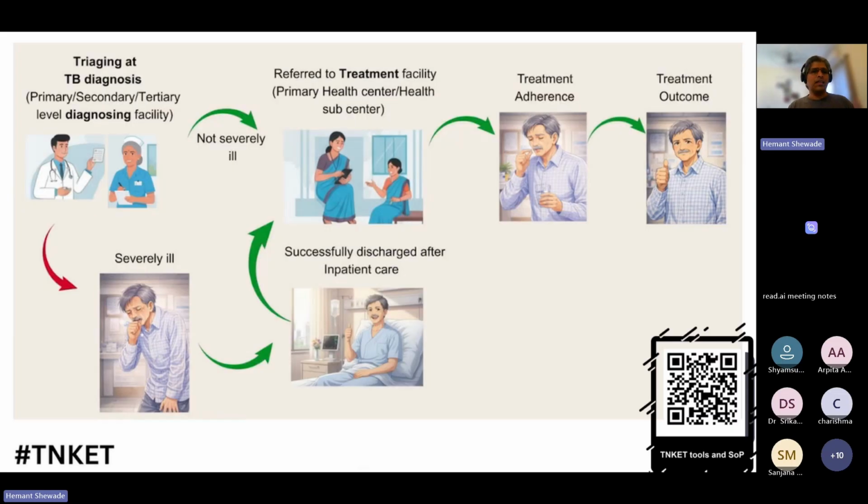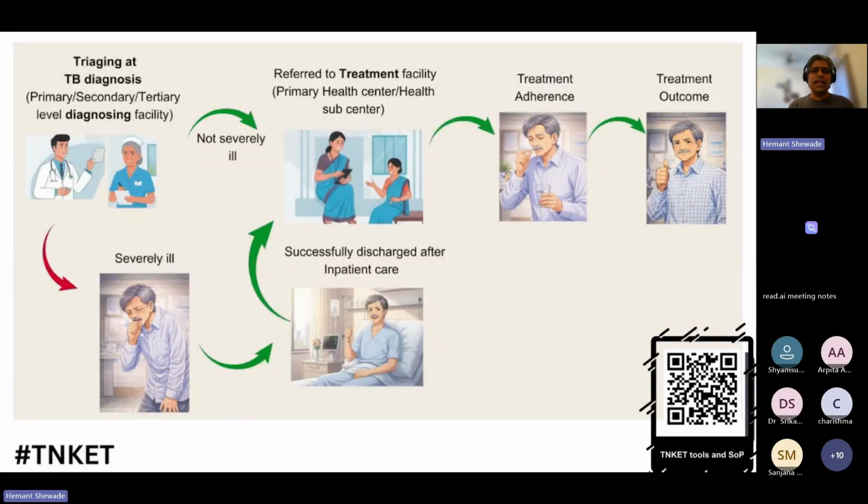So this clearly summarizes it. The diagnosing facility could be primary, secondary, or tertiary level. Triaging happens immediately around the time of diagnosis. If they are not severely ill, they are referred to the treatment facility, which is usually the nearest health subcenter or primary health center to the patient's residence, then treatment adherence and treatment outcome.